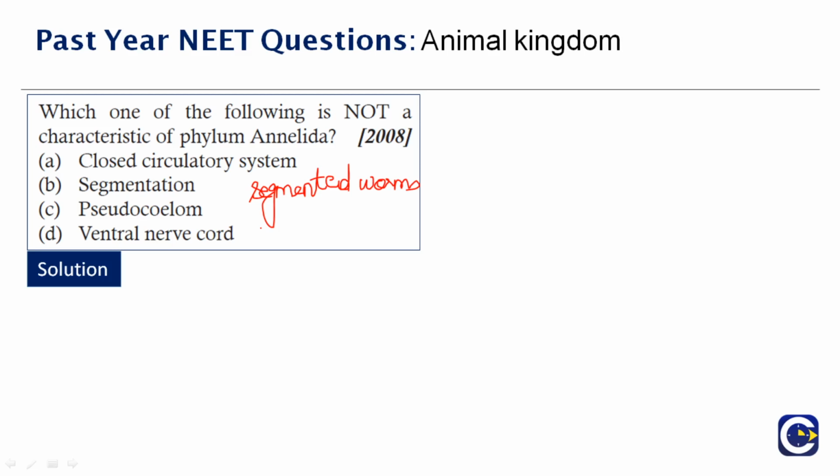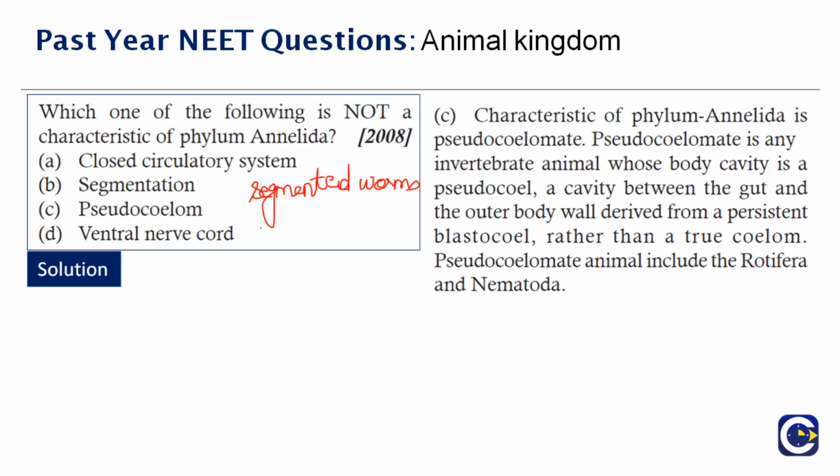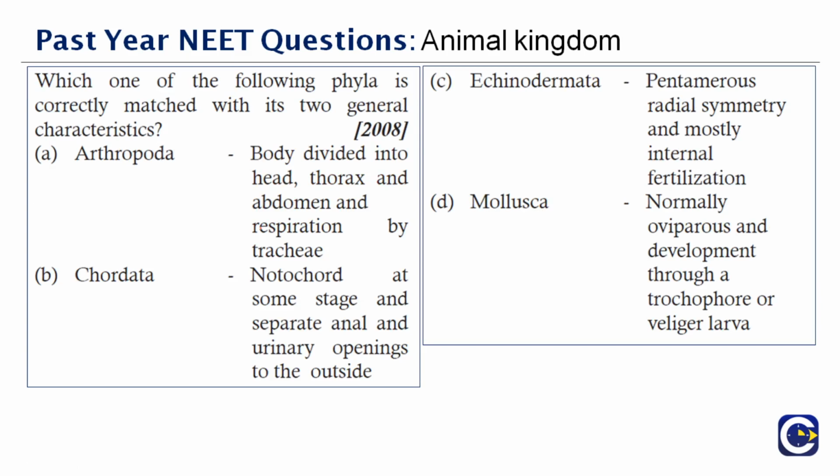Now here they are asking us which is not meant for it, the one which is wrong. The correct answer is pseudocoelom, because we already saw in the earlier question, roundworms have a pseudocoelom, right? But Annelida will not have a pseudocoelom in it. They are eucoelomates. Therefore, the correct answer to this question is option C. Okay? Fine. Let's move to the next question here.